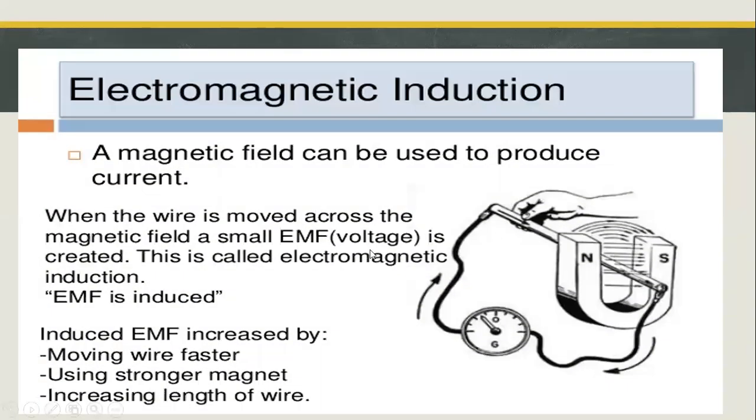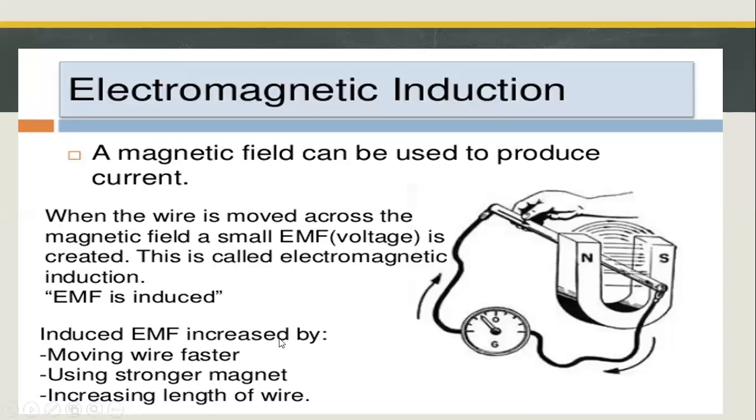Electromagnetic induction, another activity regarding electromagnetic induction. A magnetic field can be used to produce current when the wire is moved across the magnetic field. In the previous slide, we moved the magnet and the wire or solenoid was stationary. But in this figure, the magnet is stationary and the wire or conductor is moving. So when the wire is moved across the magnetic field, a small EMF or voltage is created. This is called electromagnetic induction, or EMF is induced.